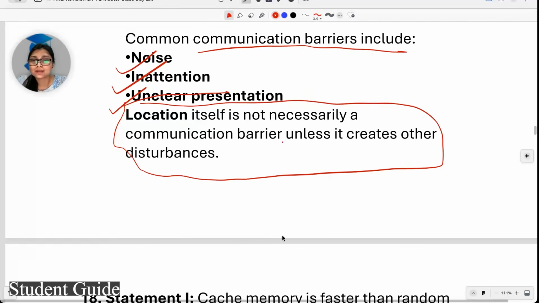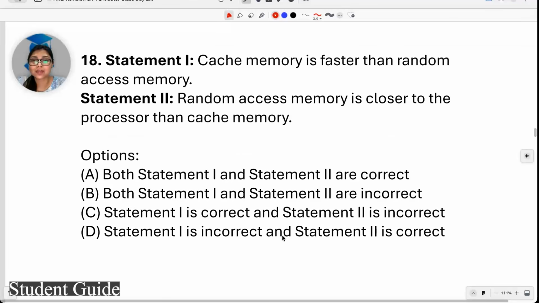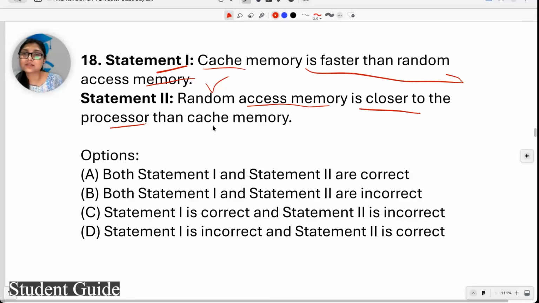Okay. Now, because you always have to find that most logical answer, because the question is made that way to make you go confused. Now, question number 18 is saying, two statements are there. Statement 1, statement 2. Statement 1 is saying cache memory is faster than random access memory. Okay, we have discussed this one in our discussion session class, in the ICT class. So which is correct. Okay, now random access memory is closer to the processor than cache memory. You already got the answer. This is not a correct one, because it should be reversed.